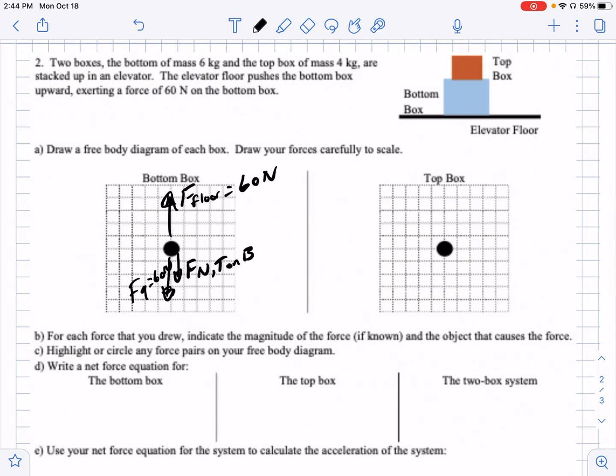Now let's draw one for our top box. So for that one, we have FG going down, and so that one is 4 kilograms times 10, so the weight is 40 newtons, so it should be a little smaller than the one on the bottom. So FG is equal to 40 newtons. And then we also have that contact force, right? So the bottom box is pushing up on the top box, and so we'll draw that going up. And that again is that contact force. This time it's the bottom box on the top.